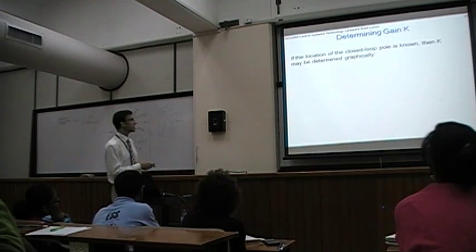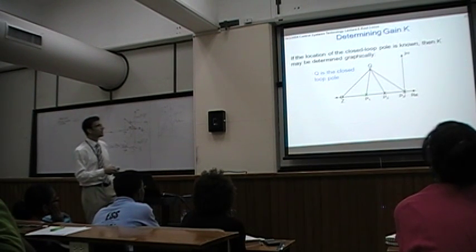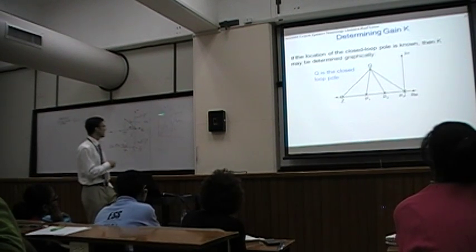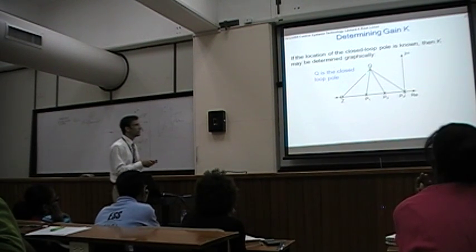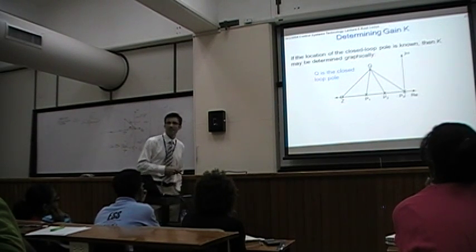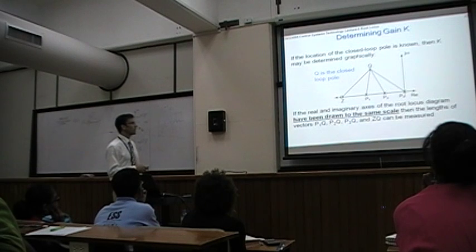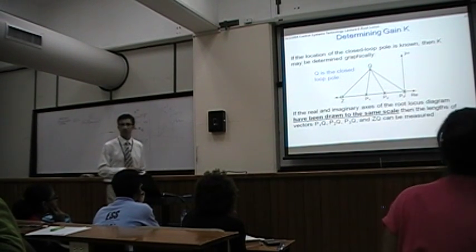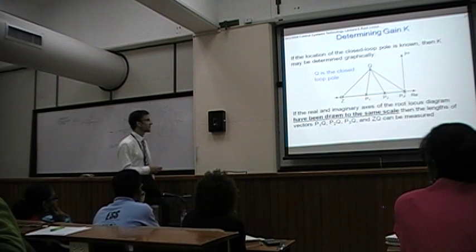Okay, so if we take all the distances from our poles to our point Q, which in this case is the same as my R here, this is the closed loop pole, and the distance to the 0, then we can actually calculate the value of k that gives us that point Q on that closed loop pole Q.